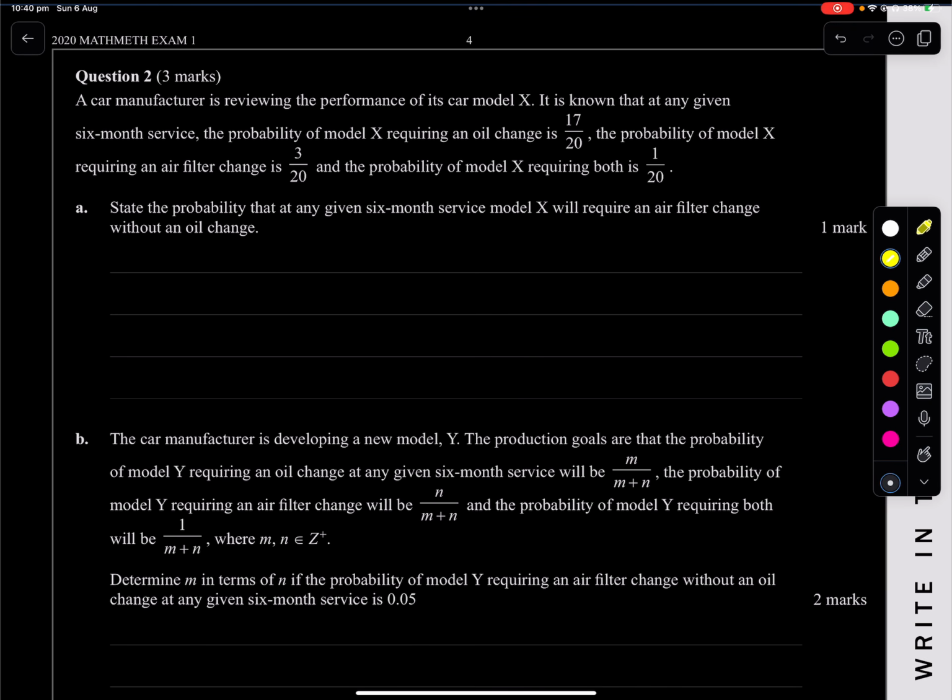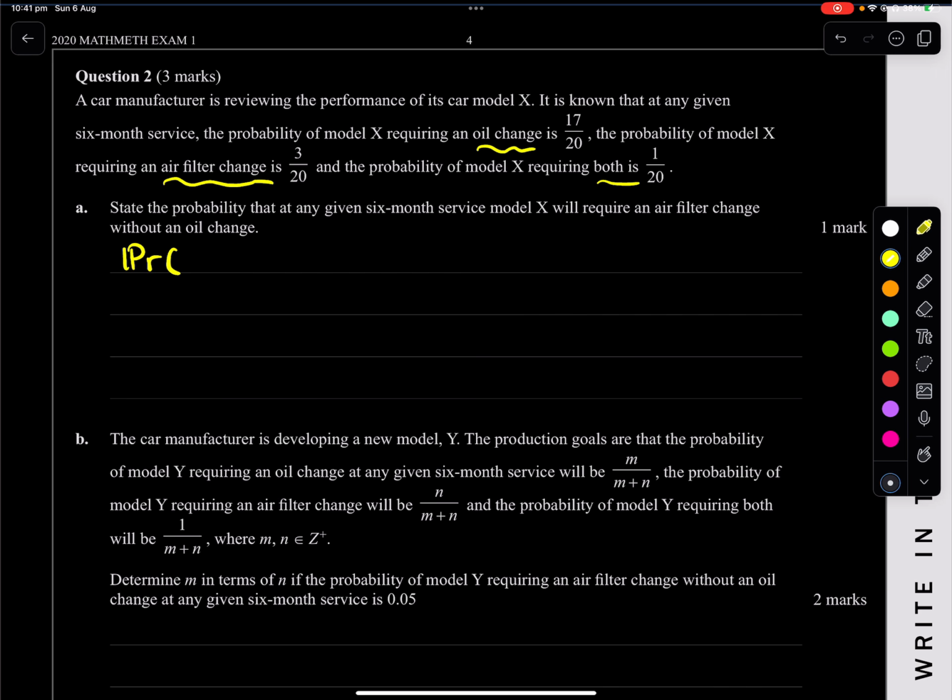Alright, question 2. A car manufacturer is reviewing the performance of a car Model X. It is known that at any given 6-month service, the probability of a Model X requiring an oil change is this, and the probability of that Model X requiring an air filter change is this, and the probability that the Model X requires both is this. So we want to state the probability that at any given 6-month service, Model X will require an air filter.